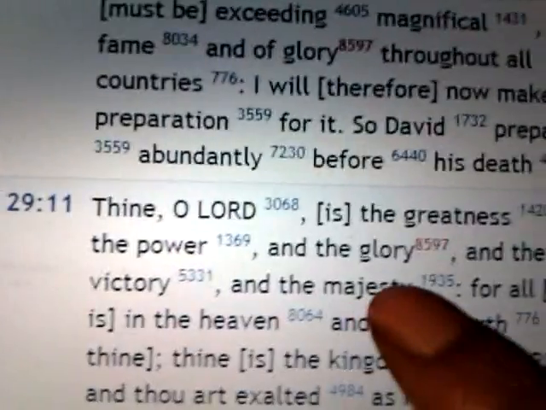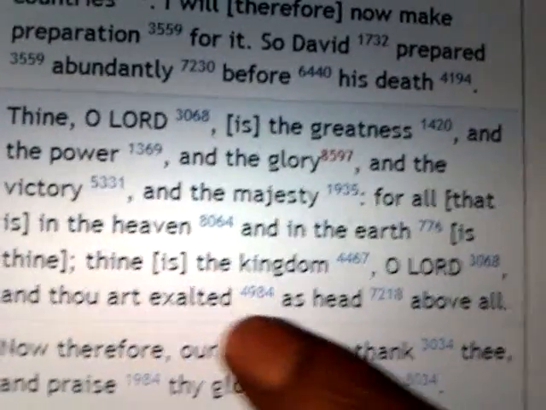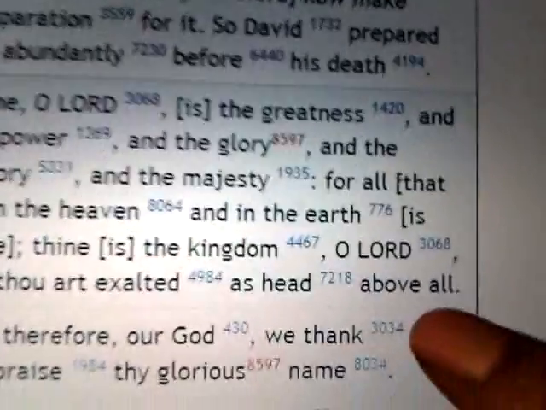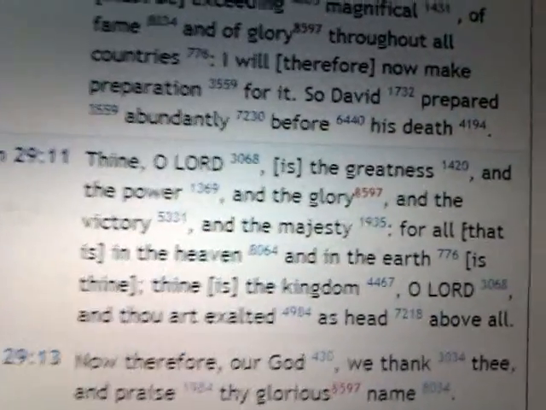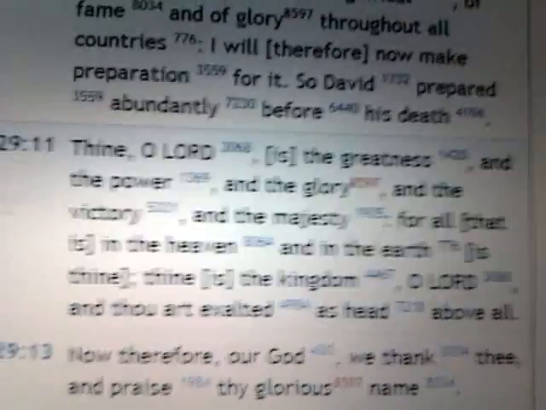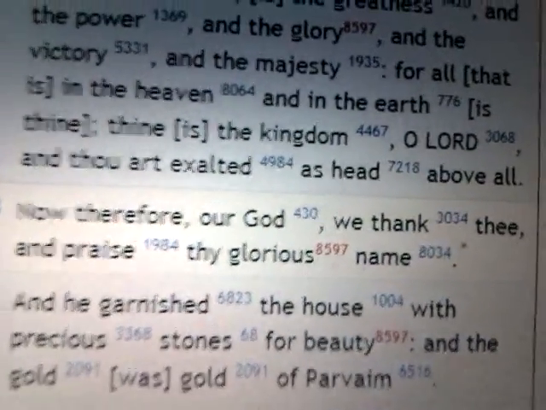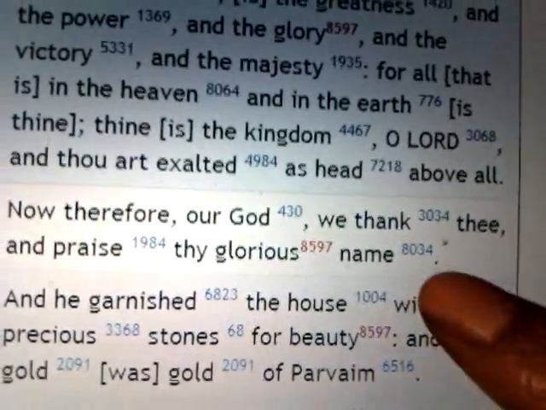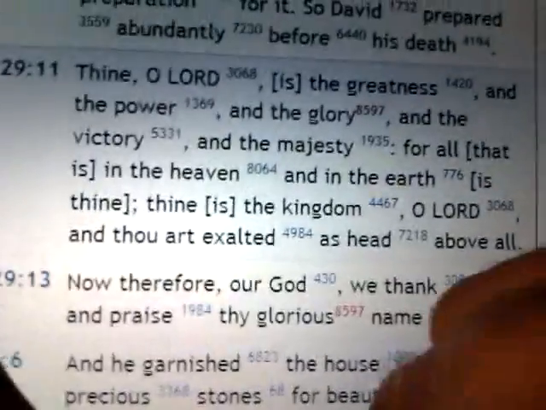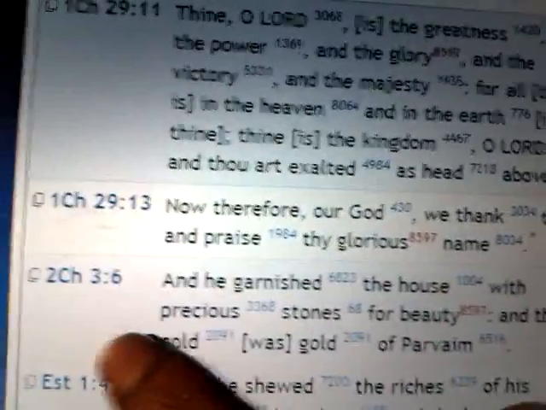Here's what's interesting in this particular one, 1 Chronicles 29:11. If you look at the Hebrew, you find right here we have the Tiferet, Tiphareh link, and then we also have right here where it says, and thou art exalted as what? Rosh, as head above all. So we have both in this particular key verse, 1 Chronicles 29:11, both Ras and Tiphareh in its Hebraic sense. Now as we go to 29:13, now therefore our God we thank thee and praise thy glorious name, the Shem Tiphereth, the glorious Tiphareh. It says, now therefore our God we thank thee and praise thy Tiphareh name, thy Tiferet name.